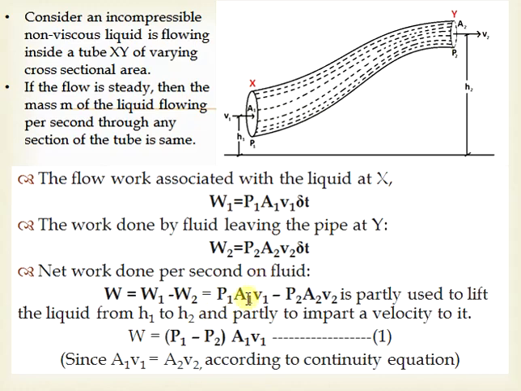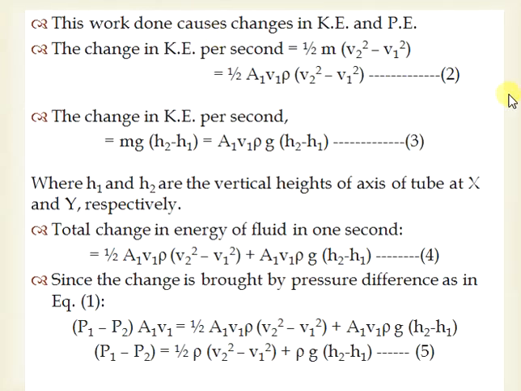So we can write this as P1 minus P2 into A1 V1, since A1 V1 is equal to A2 V2 according to the continuity equation. So the net work done is equal to the change in pressure into A1 V1. This net work done will cause the changes in kinetic energy as well as potential energy.